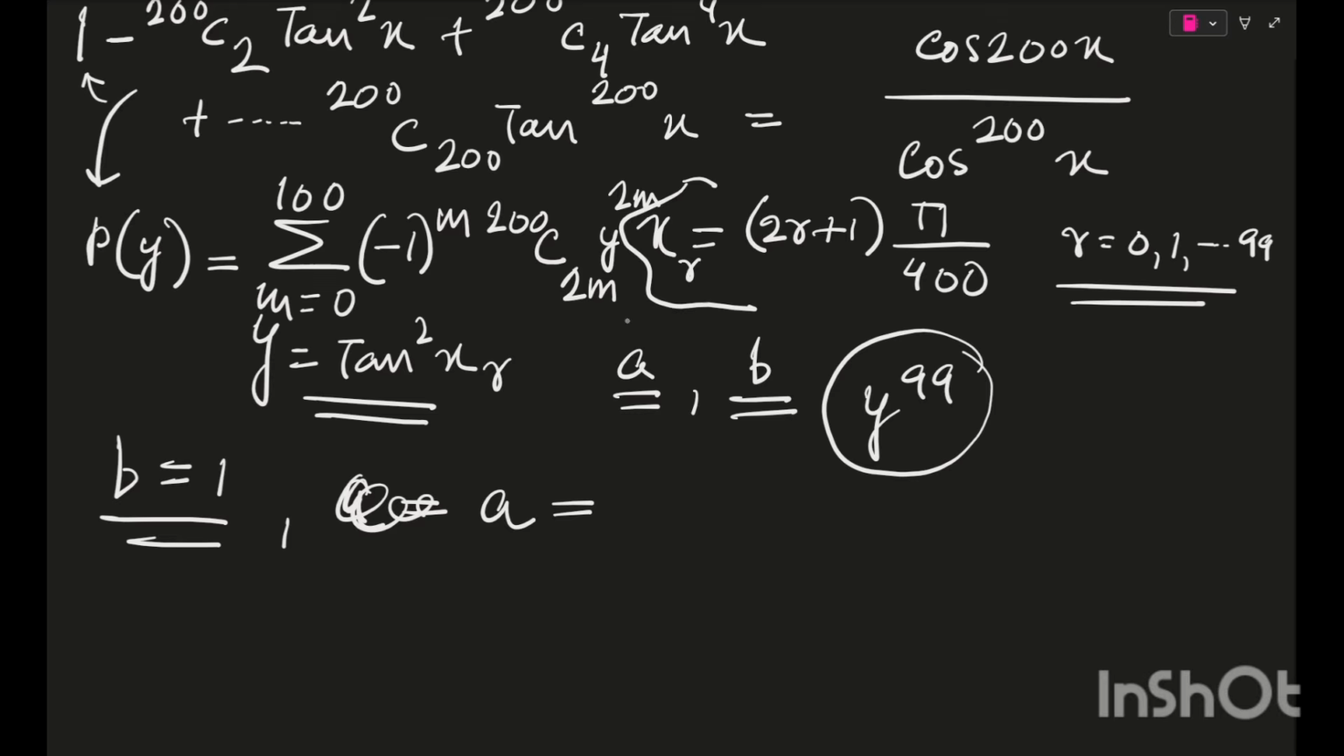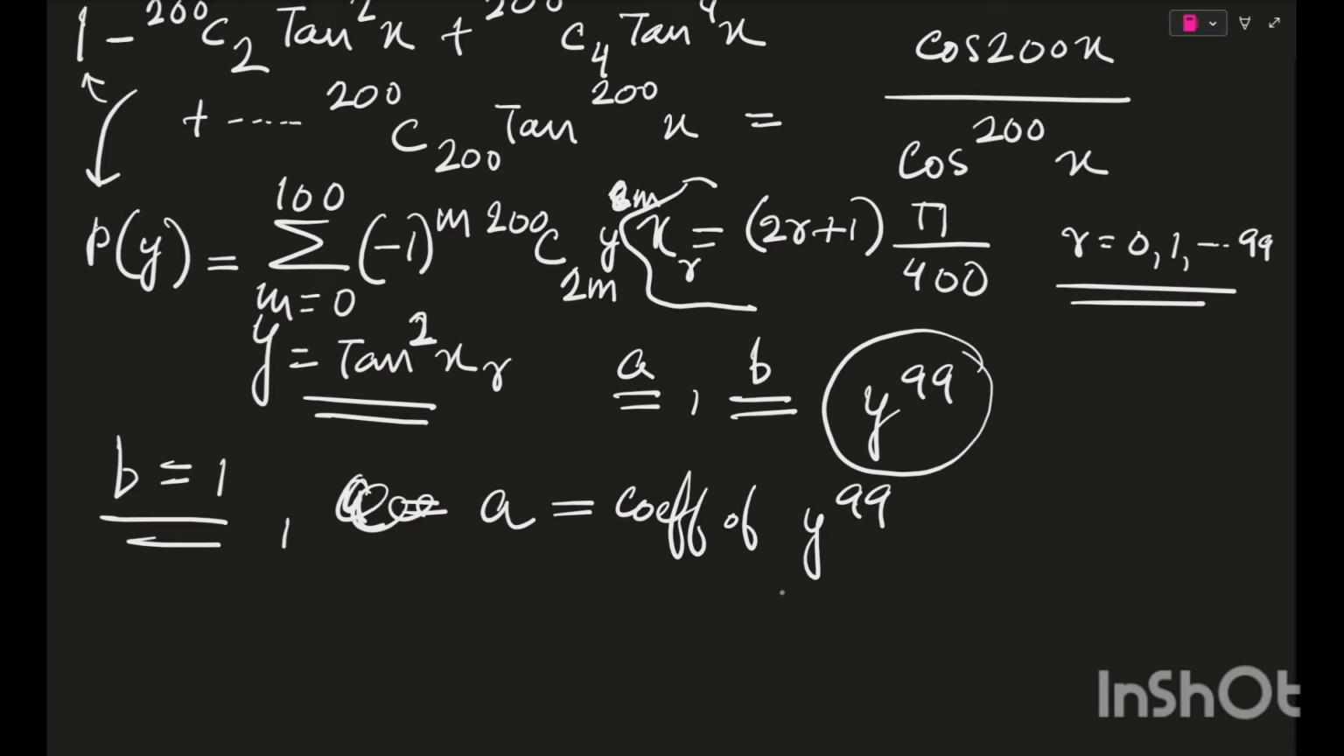Okay, and guys, I'm sorry, I wrote this by mistake as y power 2m. This is y power m. The square is here. If we had taken it to be tan xr, then it would have become y power 2m, but it is y power m. Please correct that. So that is why we will take the coefficient of y power 99. So a is nothing but the coefficient of y power 99.